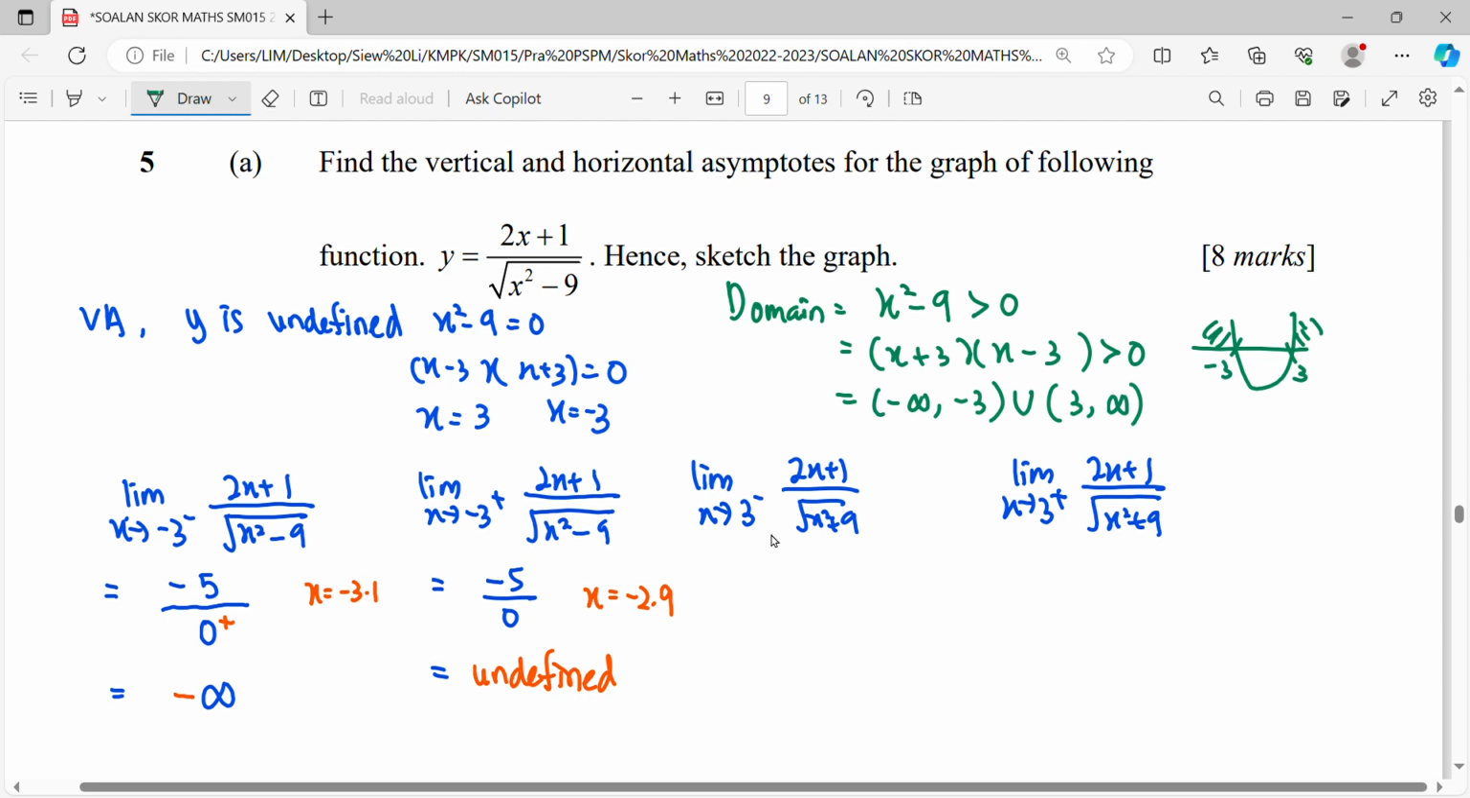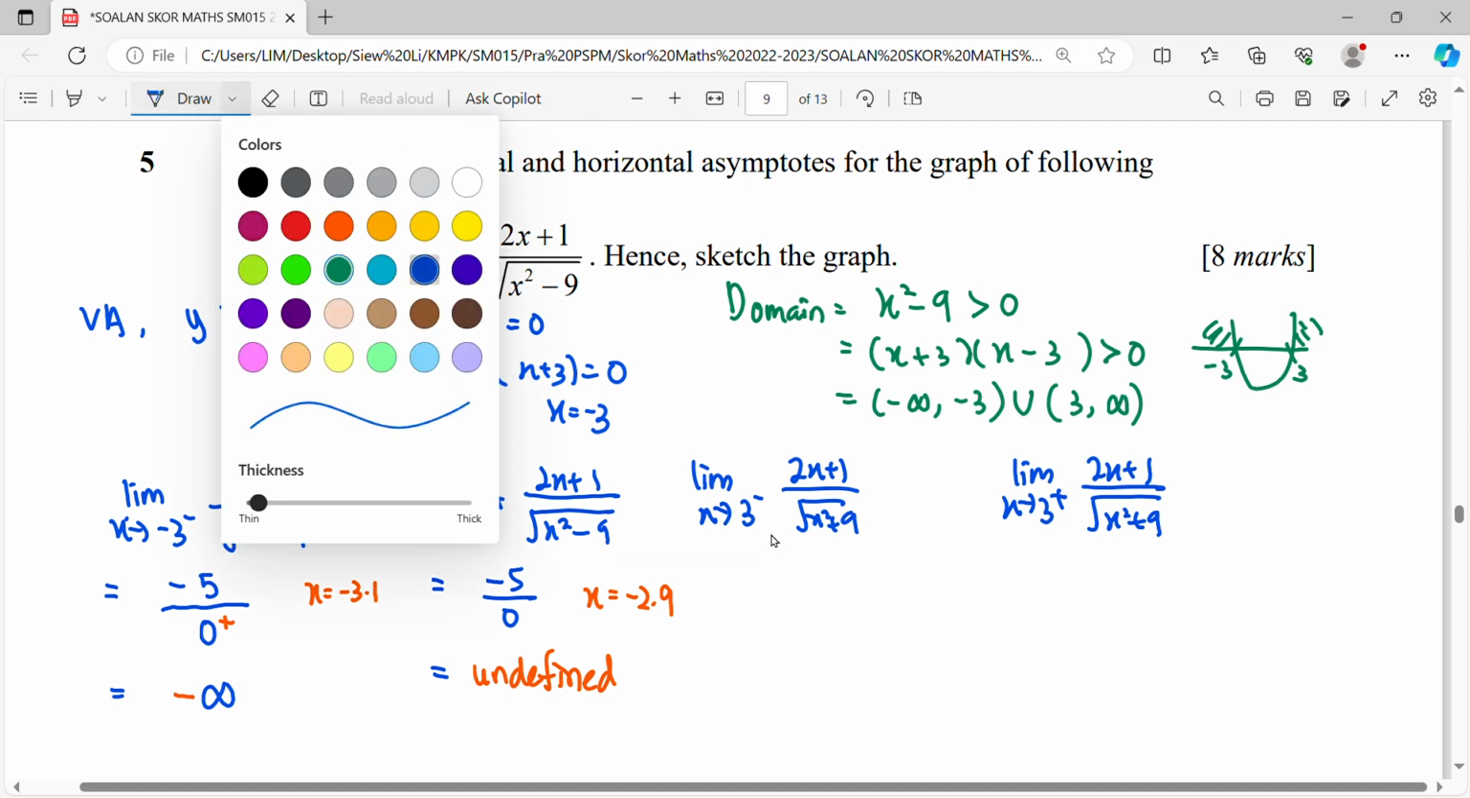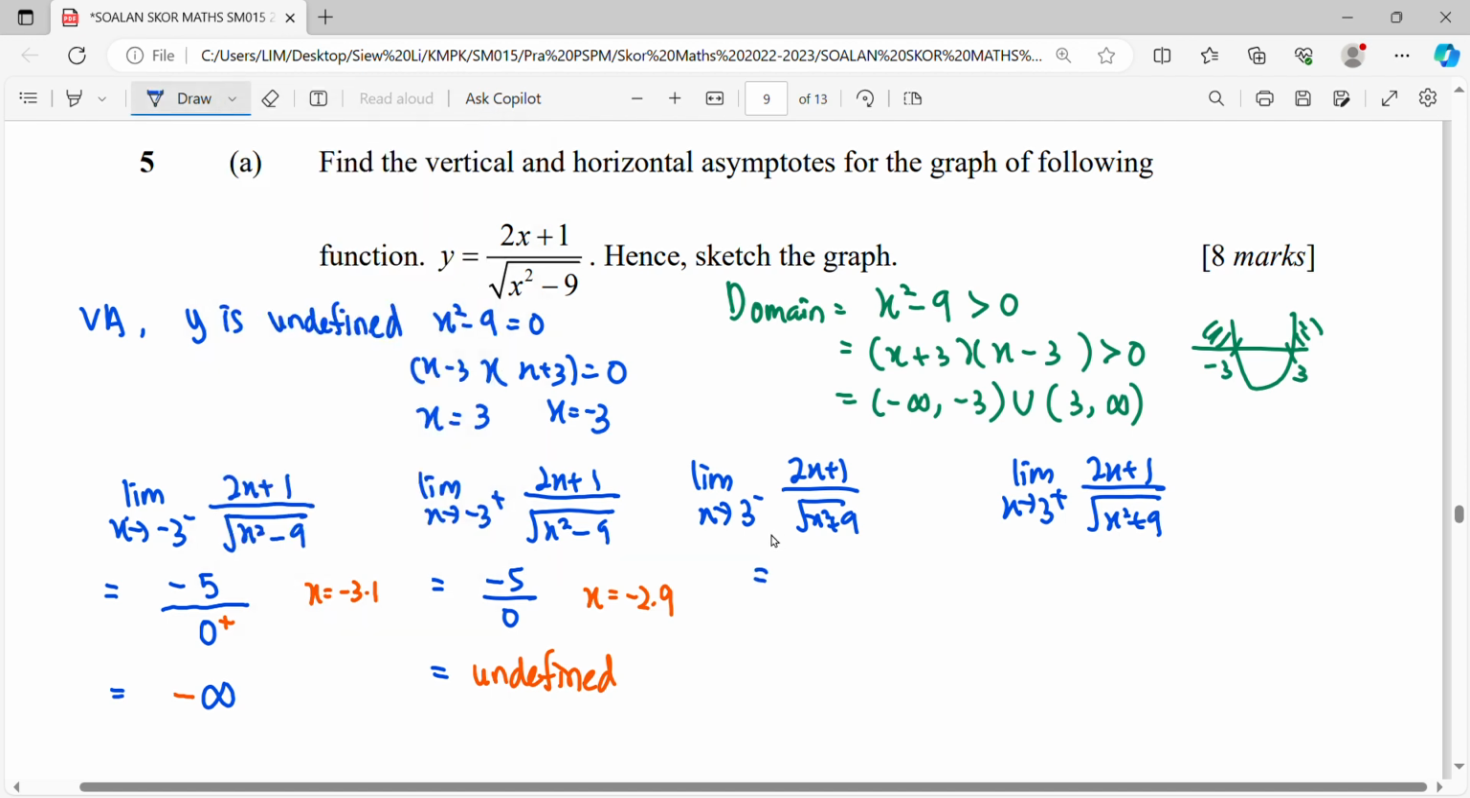And then for the same situation, when you do the limit as x approaches 3 from the left hand side, we also find it undefined because it is not in our domain. We can't see whether our graph goes to positive infinity or negative infinity. Then continue with the limit as x approaches 3 from the right hand side. Yes, the graph is in the domain, so we want to see whether it approaches positive infinity or negative infinity.